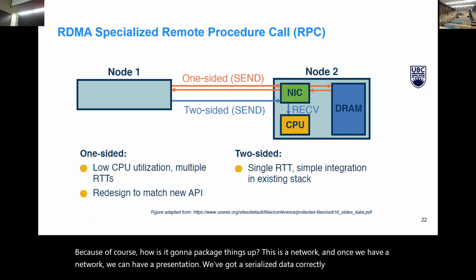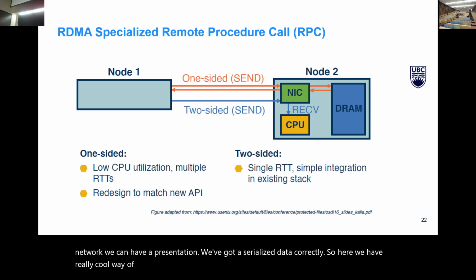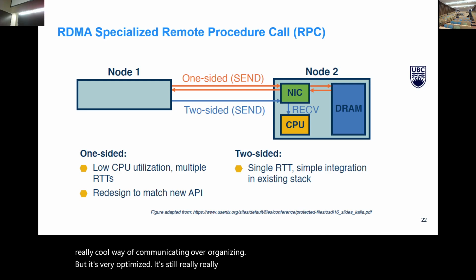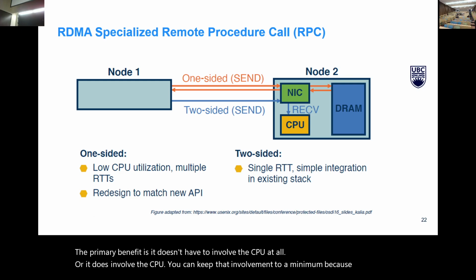So here we have this really cool way of communicating over RDMA using RPC. But very optimized. It's still really, really fast. The primary benefit is it doesn't have to involve the CPU at all. Or if it does involve the CPU, it can keep that involvement to a minimum because most of the work is still being done by the NIC card.